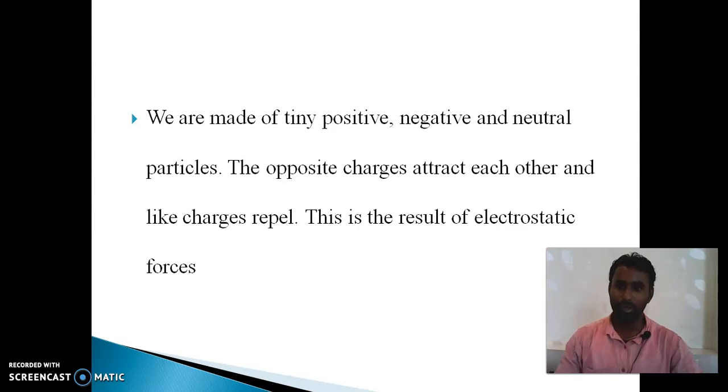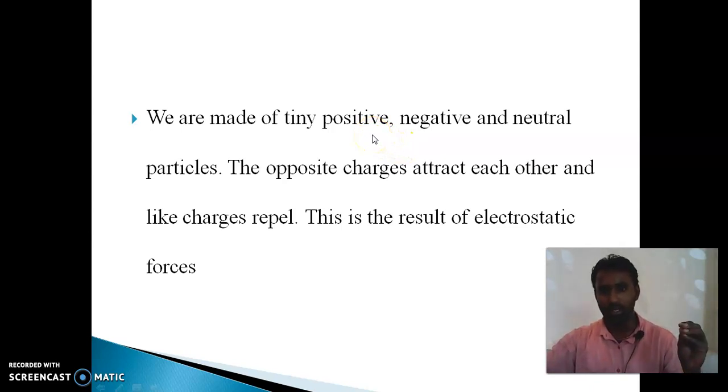Okay, so here look at the statement. We are made up of tiny positive, negative, and neutral particles. Positive particle means proton, negative particle means electron, and the neutral particles, okay, this is called neutron. The opposite charges attract each other and the like charges repel.